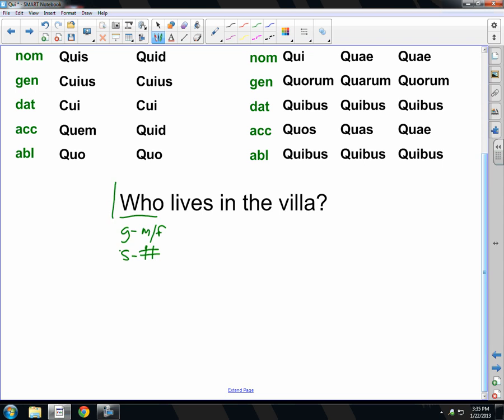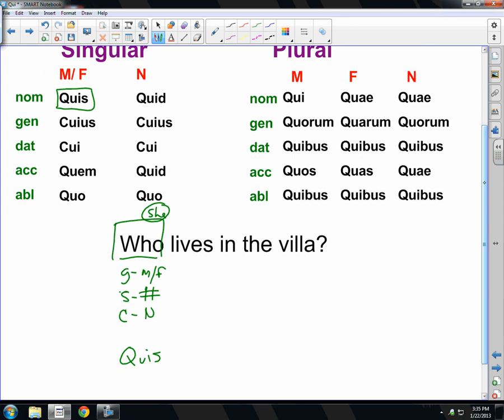And now, how's it being used here? If I'm trying to figure out how it's being used, I like to replace it with words like he, she, or it to see how it's being used. In this case, she lives in the villa. She would be the subject of that sentence, so the case is going to be nominative. Once again, I'm looking for a nominative, a singular, a masculine or a feminine, and I come up with the word quis. And how did I come up with that word? After I determined the gender, which was masculine or feminine, the number, singular, and the case, nominative, I came up with quis.